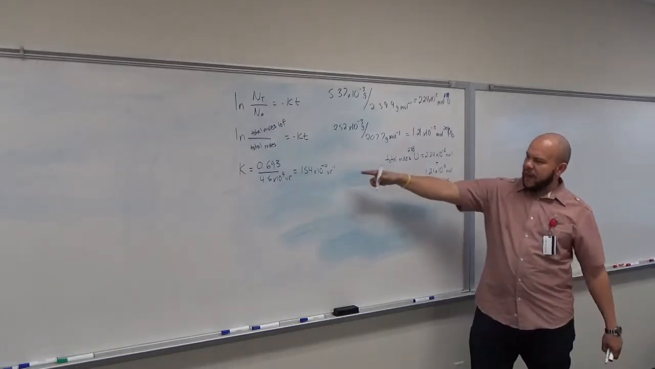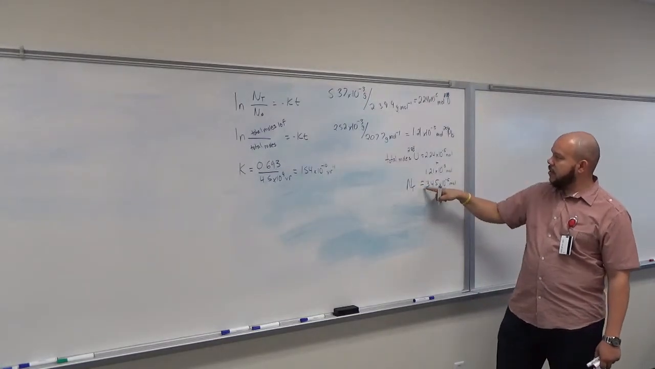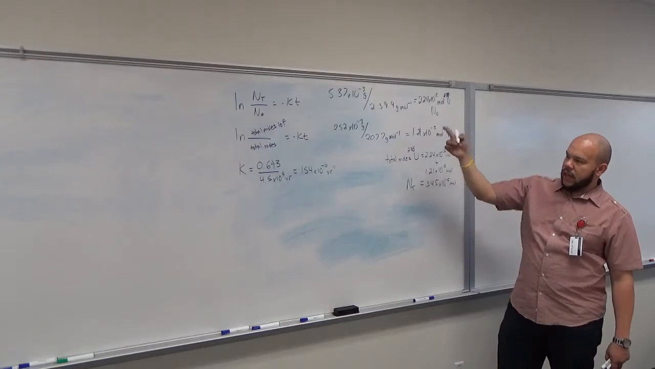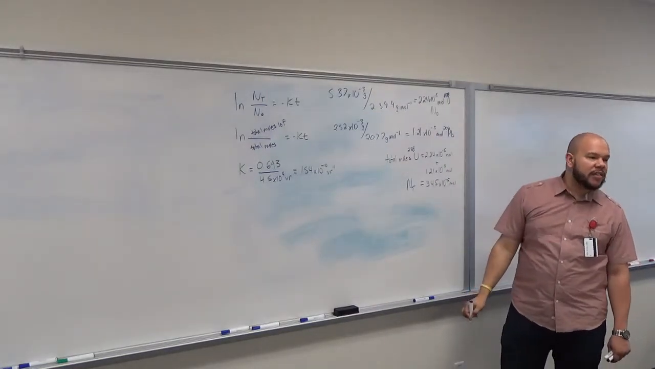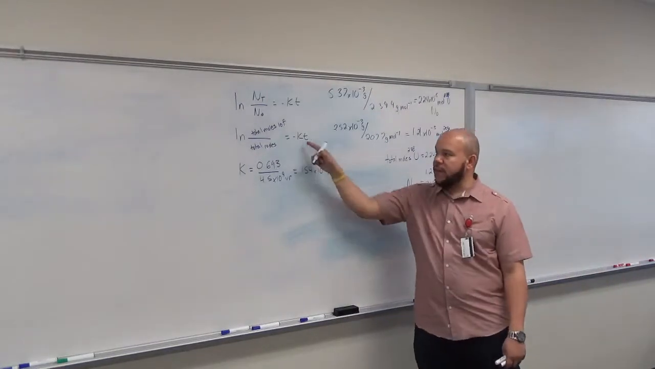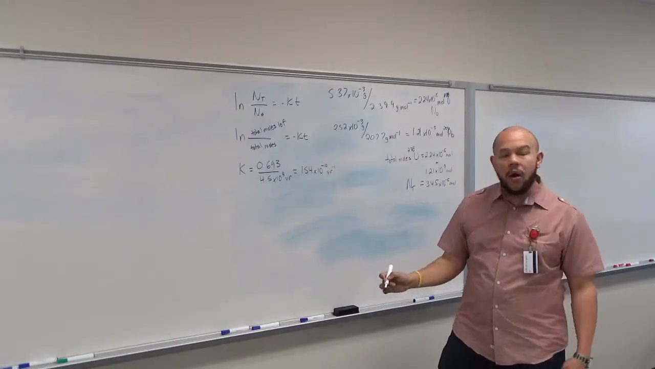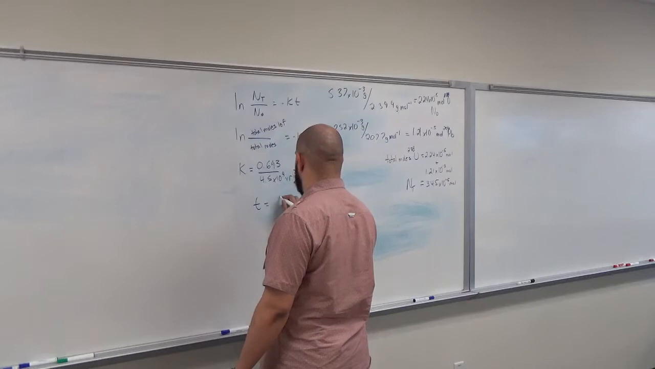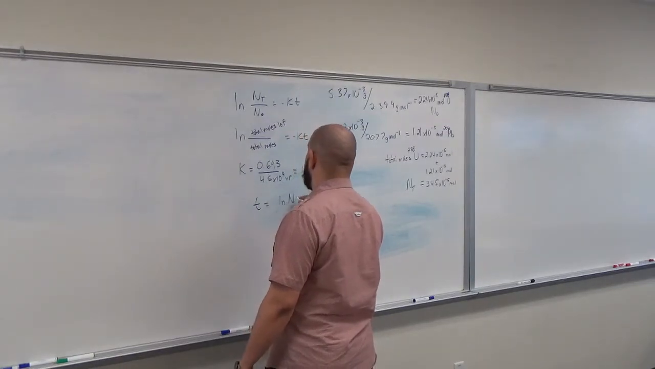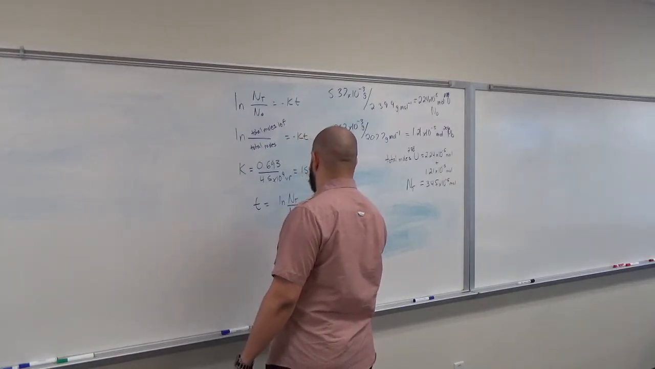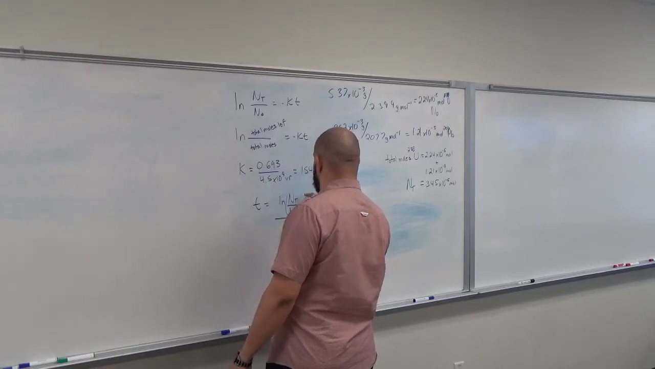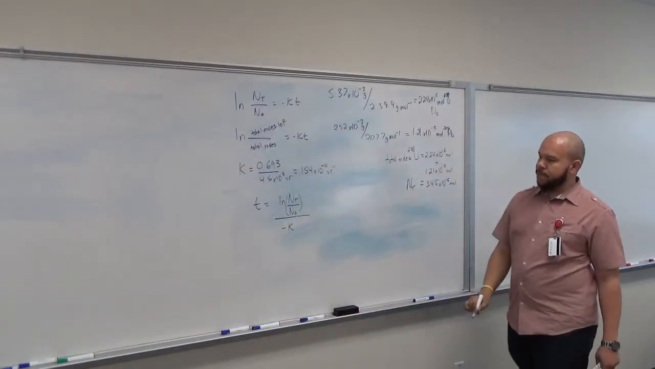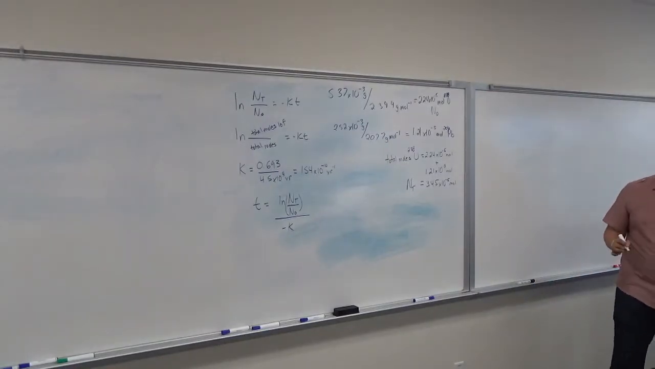So if we have K, we have NT, this is N naught. T will give us how old. If we solve this equation for T, we'll now know how old our particular sample is. So T is equal to ln of NT over N naught, all divided by negative K. All I did was just manipulate that.